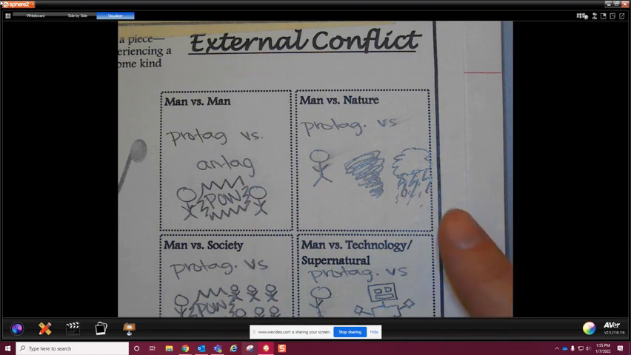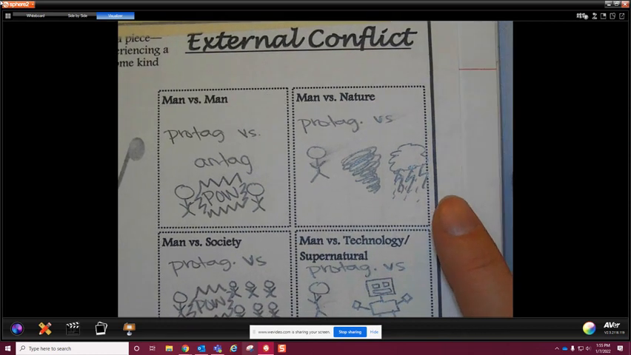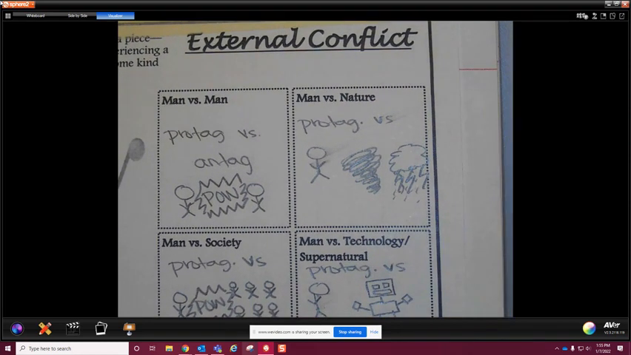Okay. Then you have man versus nature. So this is where the protagonist is having some sort of conflict with nature. So tornado, it could be thunderstorm, it could be something where you're out in the wilderness, it could be a bear, it could be a tiger, it could be anything of that nature. Okay. So protagonist versus nature.